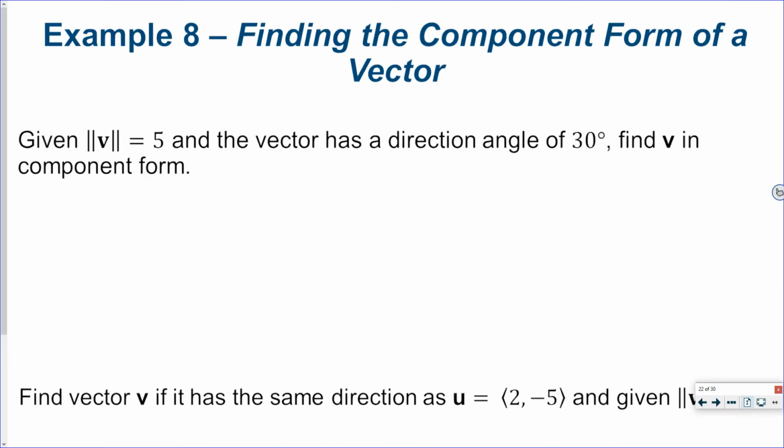Given the magnitude is 5 of this vector v, and the vector has a direction angle of 30 degrees, find the vector in component form. Now, you can sketch a picture, and if you want to, you can to get a visual.